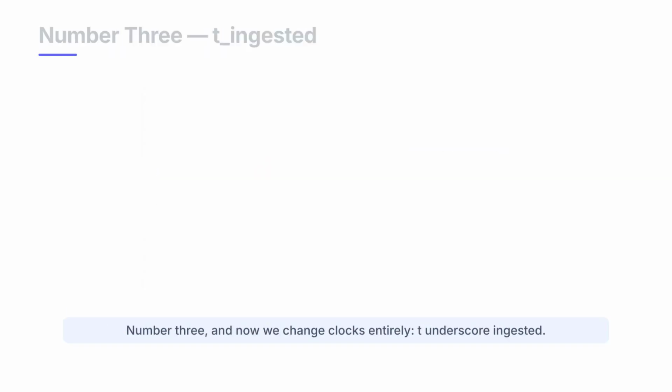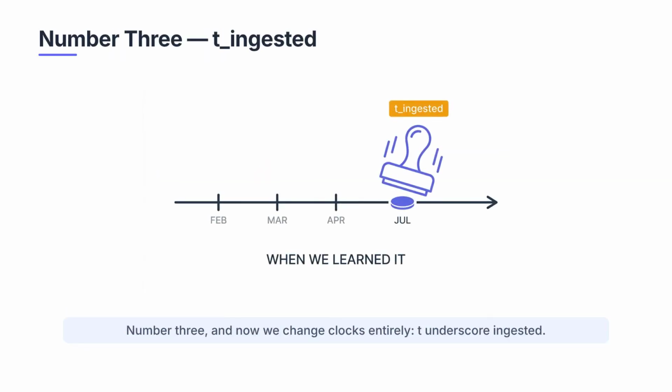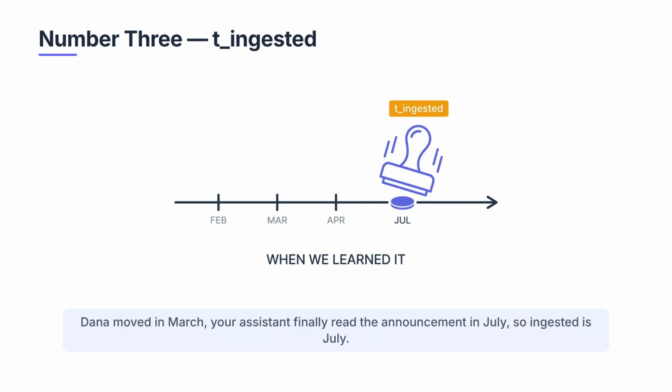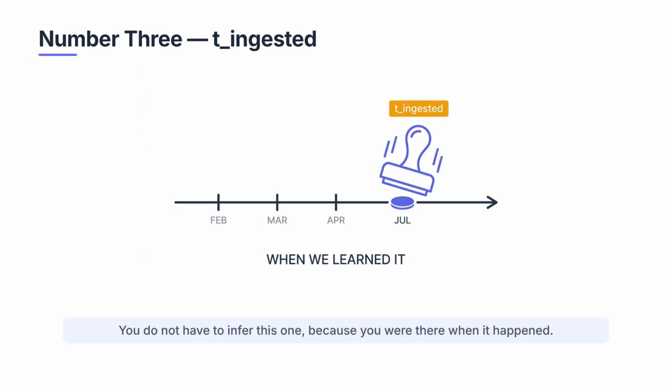Number 3, and now we change clocks entirely, T_ingested. This is when your system learned the fact. Dana moved in March. Your assistant finally read the announcement in July, so ingested is July. Here is the lovely part. You do not have to infer this one because you were there when it happened. Your pipeline stamps it, it only ever moves forward, and nobody has to guess, which makes it a completely different animal from the first 2 numbers. The world's clock is estimated. The ledger's clock is observed. Same fact, 2 very different kinds of certainty.